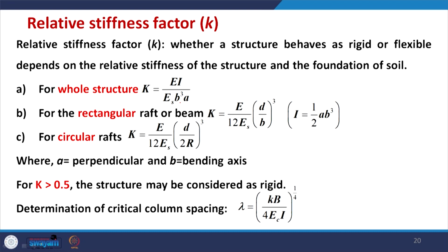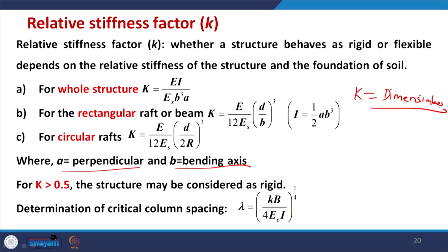B is the distance already marked, A is the perpendicular distance, and B is along the bending axis. As written here, A is in the perpendicular direction and B is along the bending axis, so A and B cubed are the dimensions. Recalling this equation, I and B cubed times A have the same dimensions. So for the whole structure, K is a dimensionless factor. The relative stiffness factor has no dimension; it is only a ratio. You need to understand that K is dimensionless.